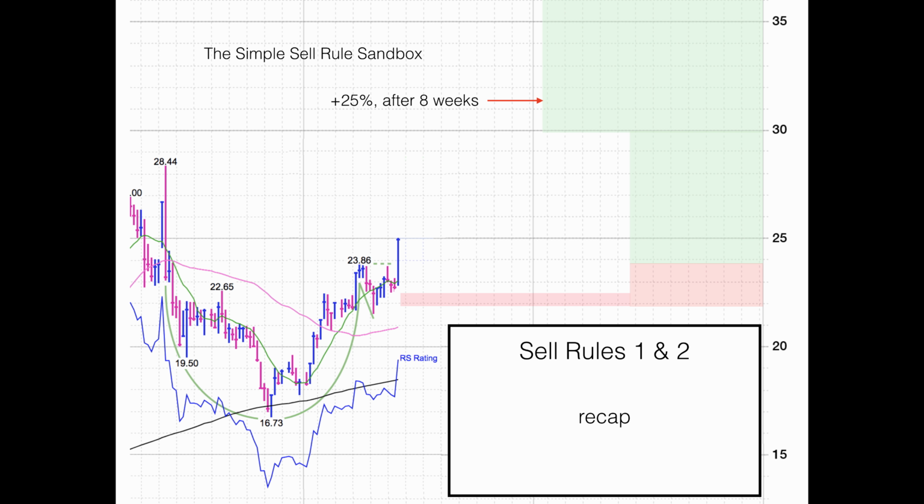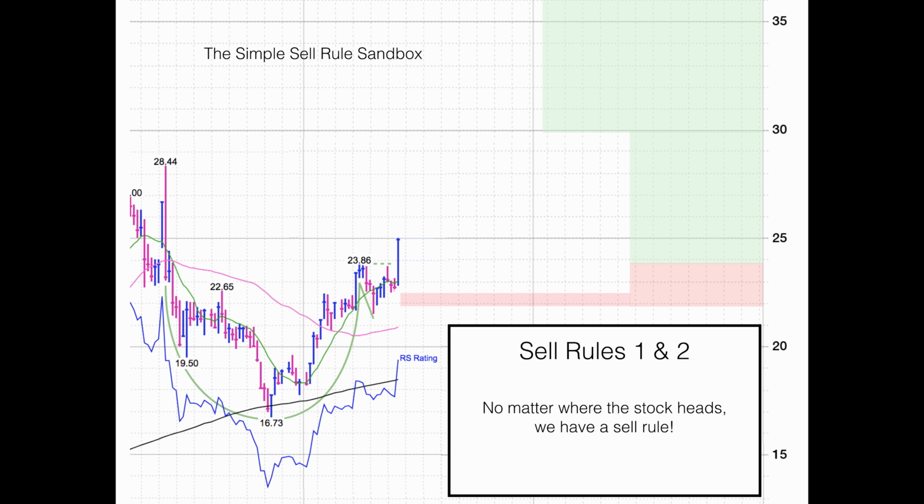25% after 8 weeks is there. 13 weeks of patience, that takes you to there. Of course, your 7% from buy point takes you to there. You want to keep your stocks within the sandbox. If it crosses any of those zones, you're selling them. If it's in between, then you're on your own. Just keep holding the stock until it gets to one of the sell points.